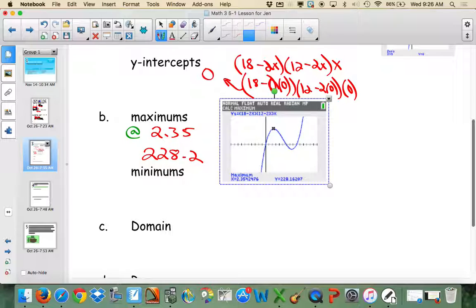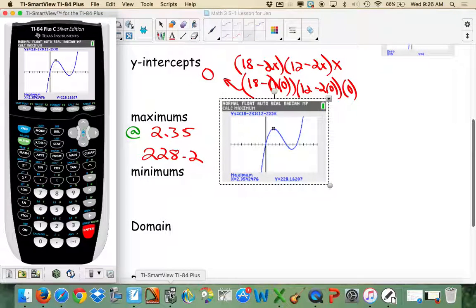Right, likewise, we can find the minimum. We go to second, calc, and I go minimum, so that's 3. And I arrow over here, left of where it looks like it bottoms out, enter. Right bound, I go to the right of where it looks like it bottoms out, enter. Tell it to guess, enter. And this time it comes out to be 7.6, and the y value is going to be negative 68.2.